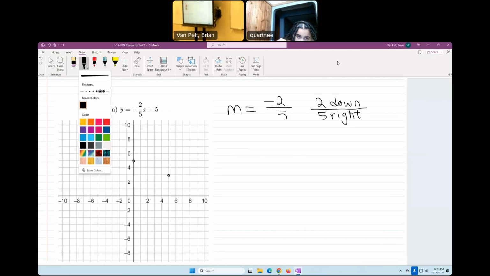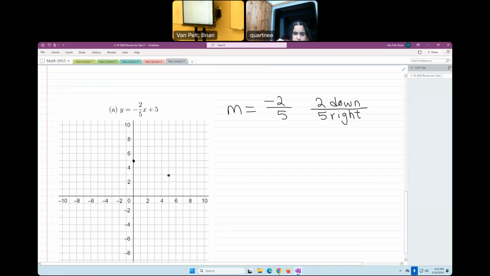All right, so come back here. We have a dot here at 0, 5. Then I have a dot here at 5, 3, and then you continue as many as you need. Down 2 to the right, 1, 2, 3, 4, 5. Reverse yourself. Up 2 to the left, 1, 2, 3, 4, 5. As many as you feel like you need. I'll go ahead and connect them.